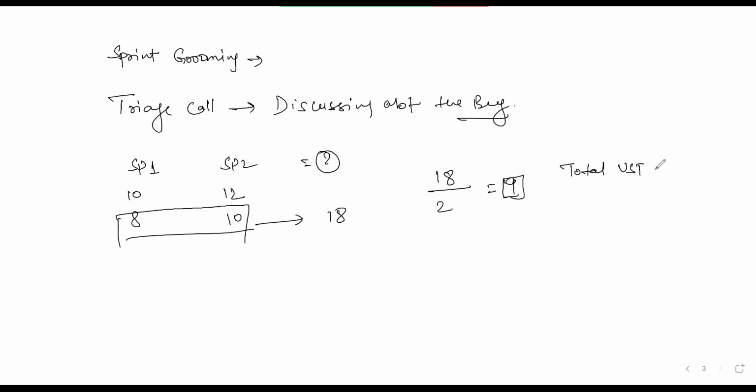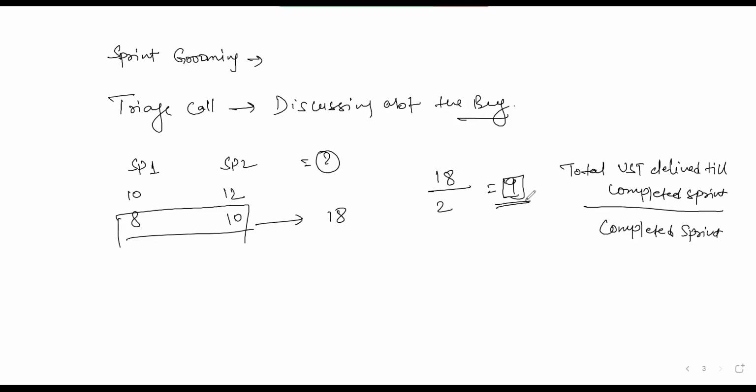It means total user stories delivered till completed sprint, divided by completed sprints, gives you the team velocity. That my team velocity is to deliver 9 user stories at least.